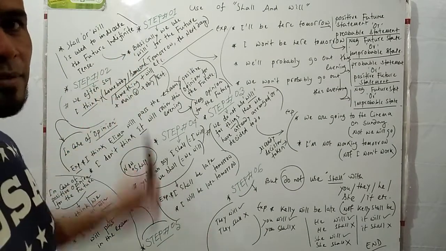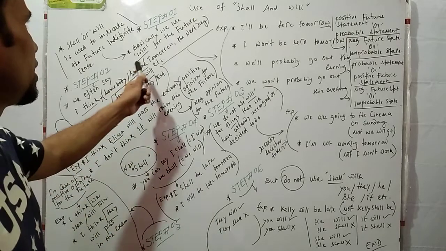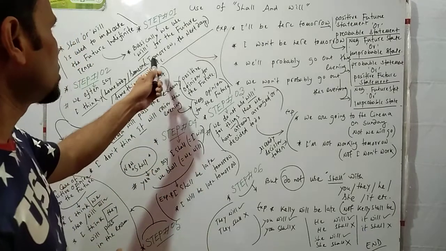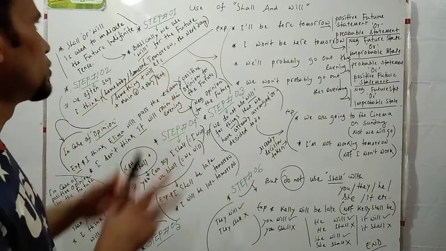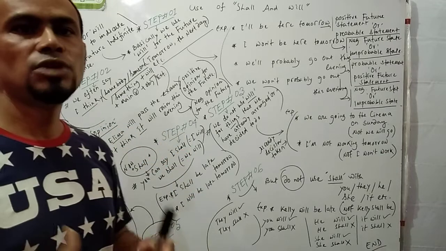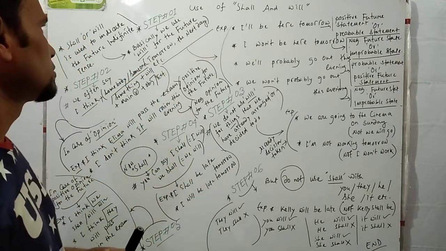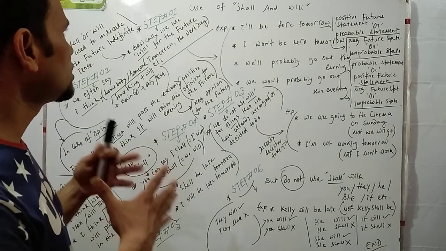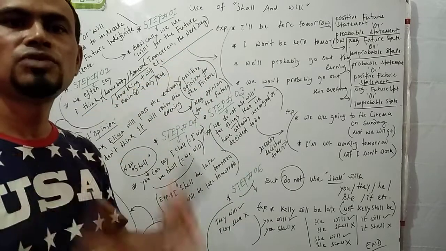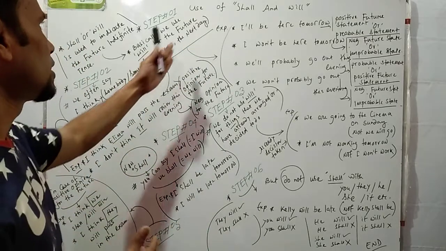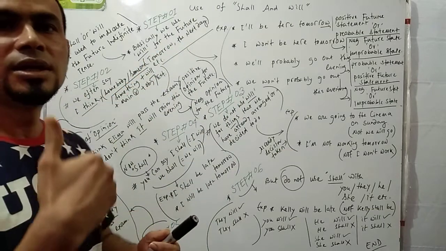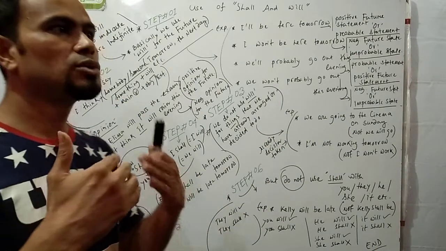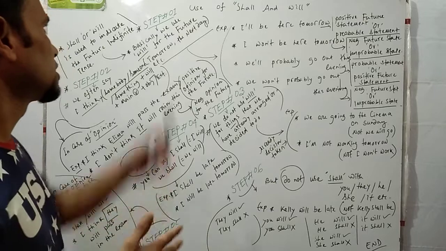So basically we use will for the future. So my friends, you see some words I have mentioned here so that you can understand properly. Tomorrow is a future indicator. The next day is also a future indicator. Also we have next week, next Sunday, the following day. Those are used to indicate the future.